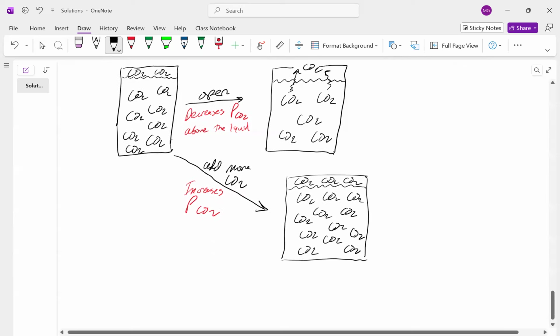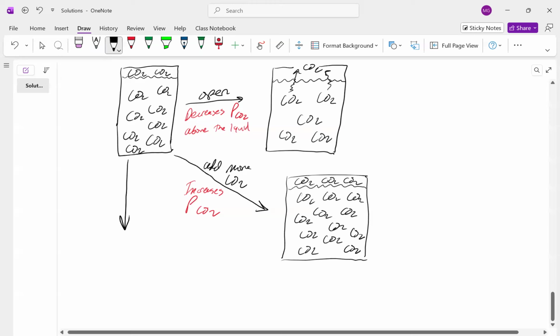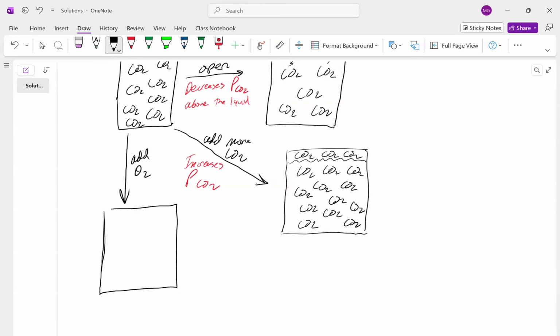And one other thing I want to emphasize is that the solubility of CO2 only changes with the change in pressure of CO2. I can add another gas to this. Let's say I add some oxygen. So somehow I add oxygen to this closed can of soda. It doesn't change the amount of CO2 that's in that airspace above the liquid, and the amount of CO2 inside doesn't change, even if I add a whole bunch of oxygen in there.